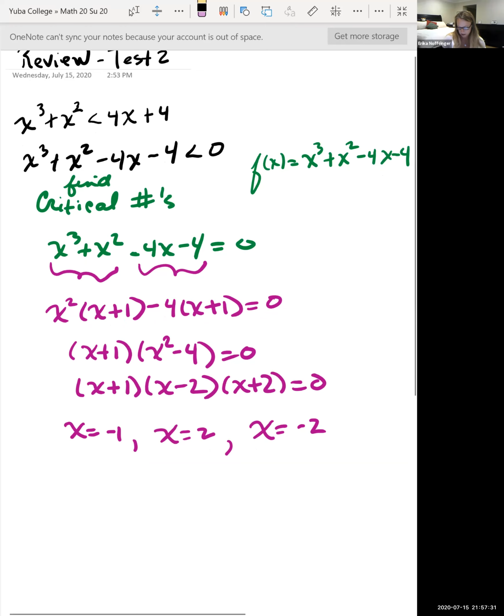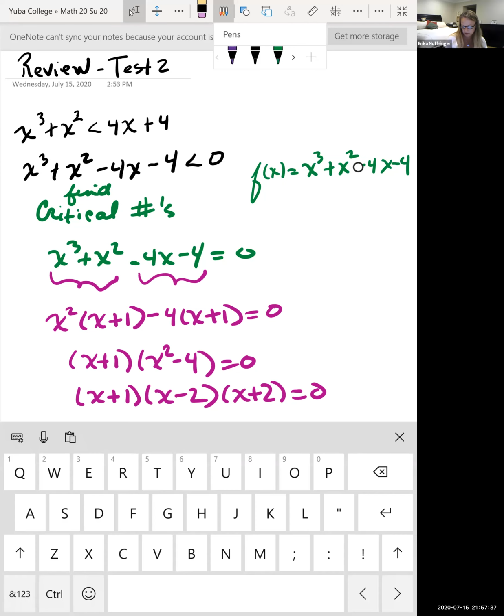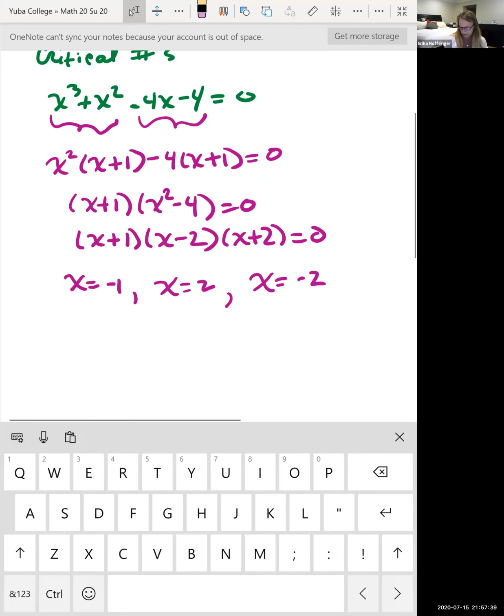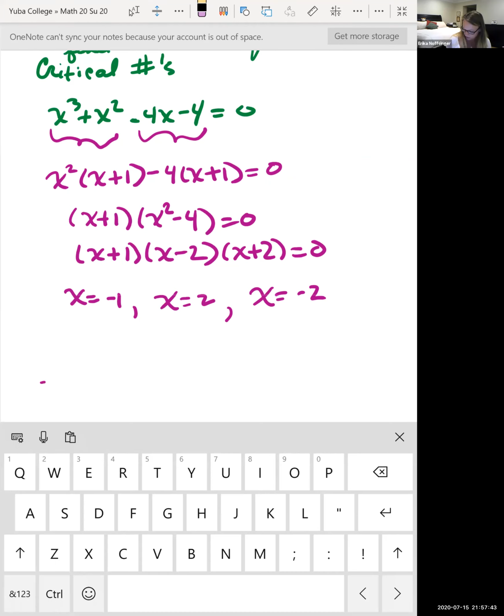Okay, so I think it's helpful just to put these on the number line, and then we want to test numbers on the left and the right to see if they're positive or negative, and if that's going to make our inequality true or false.